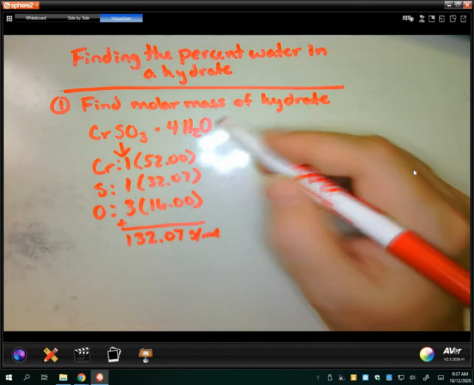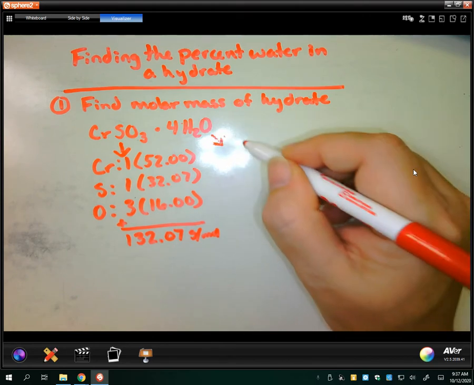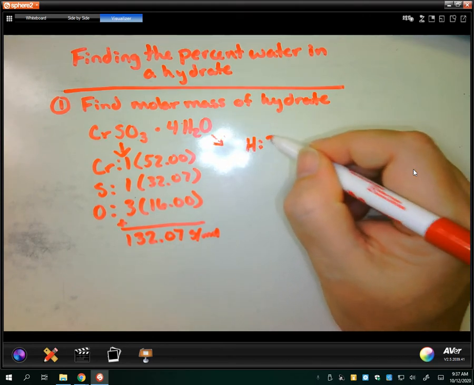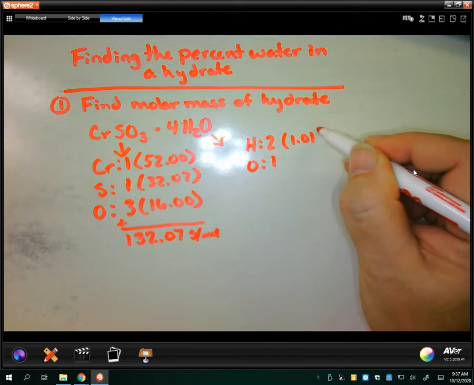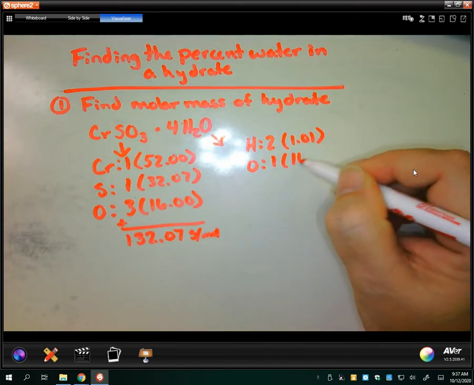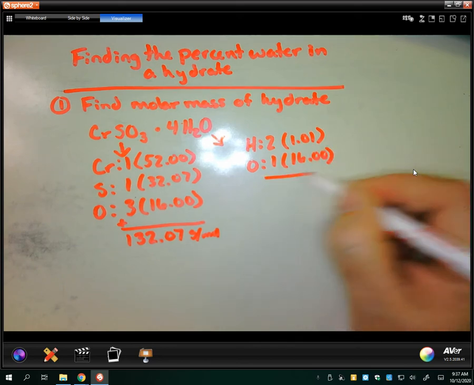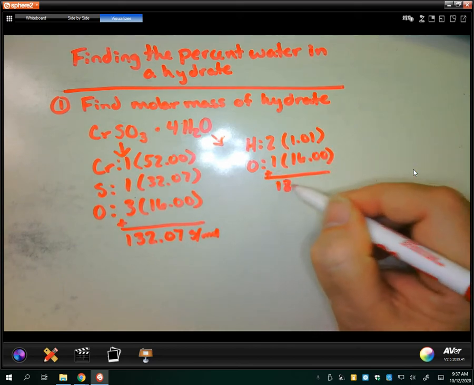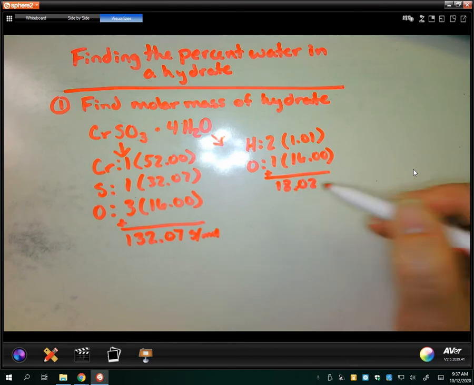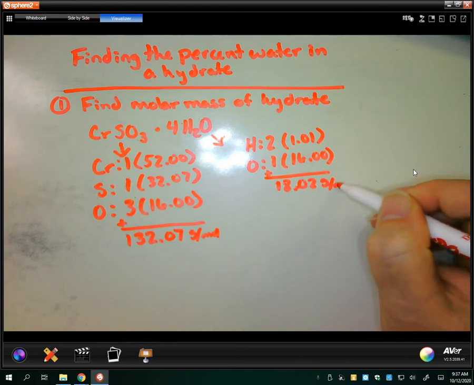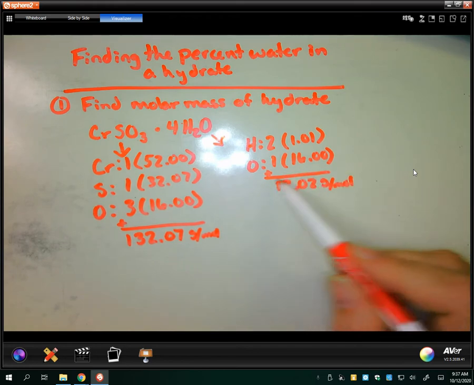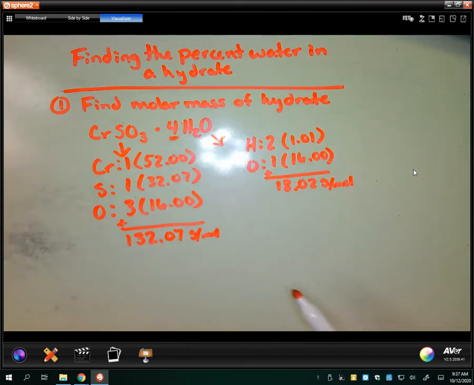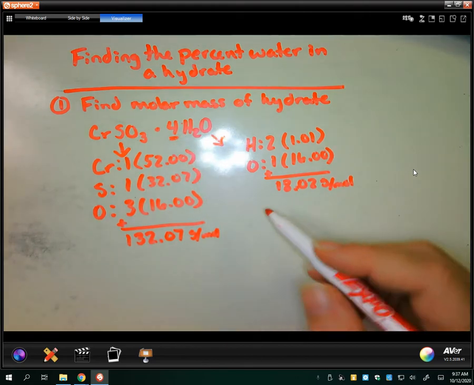Now, if we deal with the water, in water, I have hydrogen, and 2 of them, and 1 oxygen. Hydrogen's 1.01 grams per mole from the periodic table, and oxygen is 16. And if I add that up together, I get 18.02. Now, it's quite handy to have the molar mass of water just memorized. You can always calculate it, but this will just be a time saver. Now, this is just 1 water, and we know that we have 4 in our hydrate here.